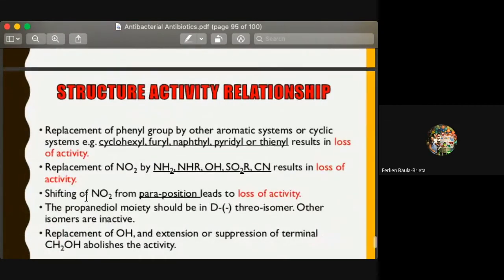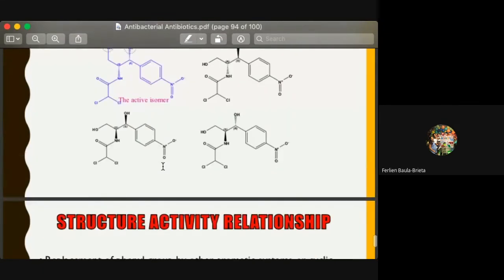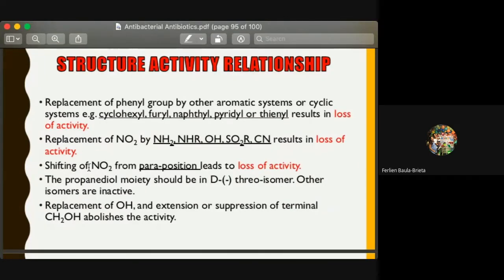Then shifting of the nitro part. Saan ba yung nitro part? Here. The nitro part. Huwag na lang dagdagan ang nitro part, tsaka huwag na ding dagdagan ang phenyl part. This one will lose activity. And then shifting of nitro from para position leads to loss of activity pa rin. So, wag ding galawin ang positioning. The propane diol moiety should be in the levo isomer to make it active.